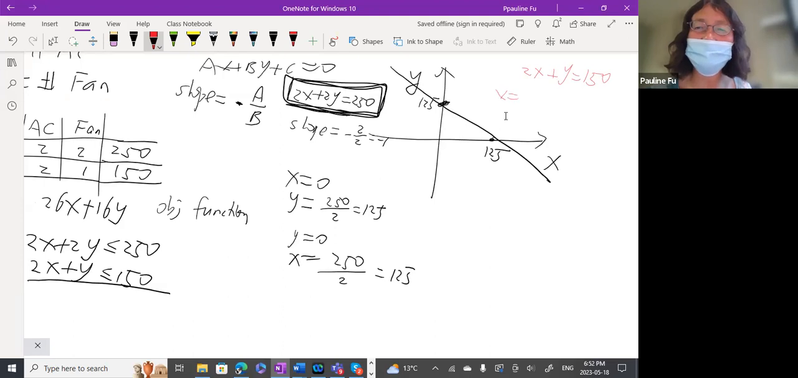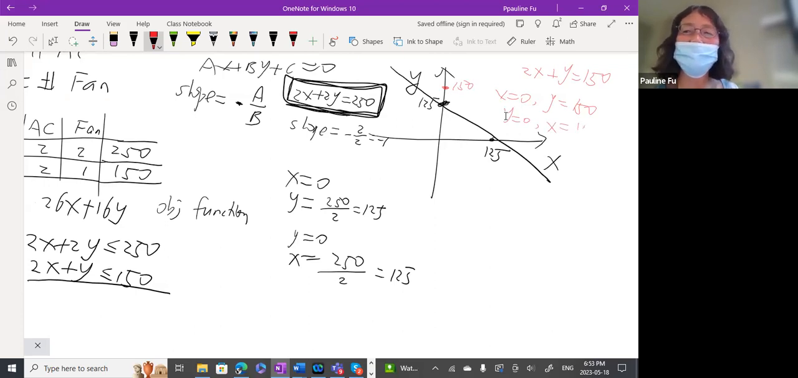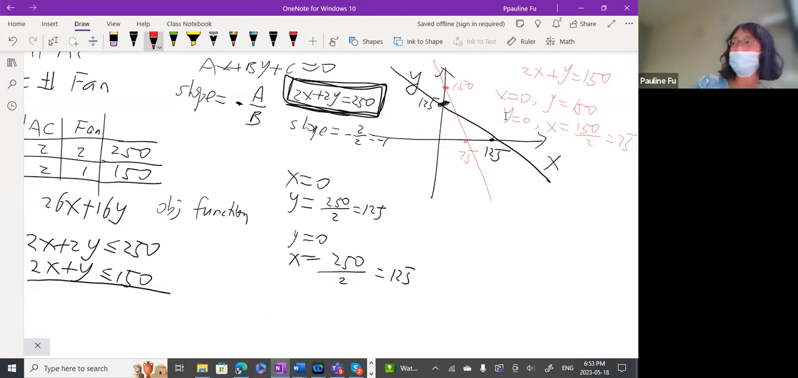One, when x equal to 0, what is y? 150. So you found 150 here. This is when x is 0. And next, when y is 0, what is x? When y is 0, x equal to 150 over 2, 75. So 75 is here. Now you draw a straight line. This red line represents 2x plus y equal to 150.